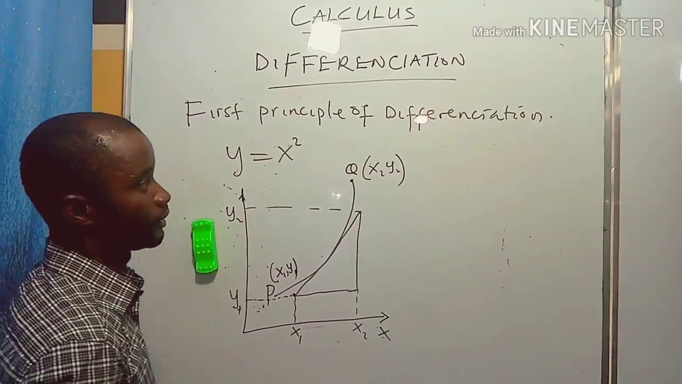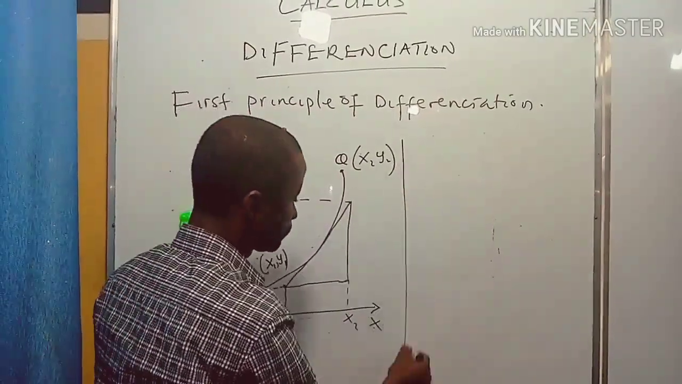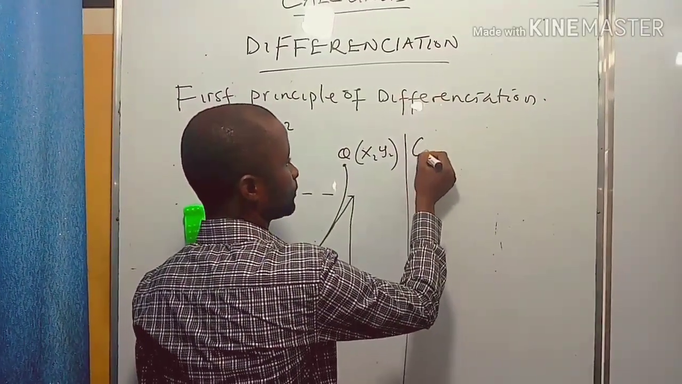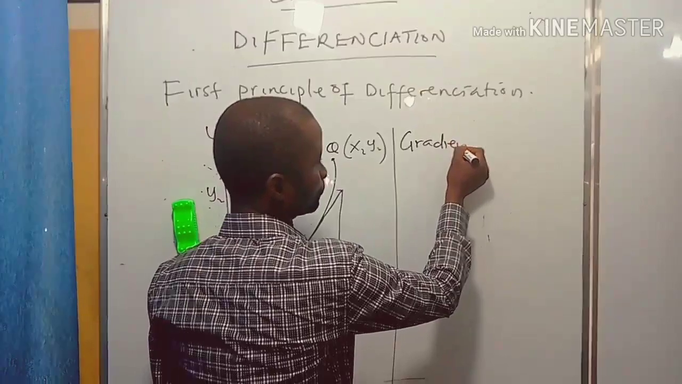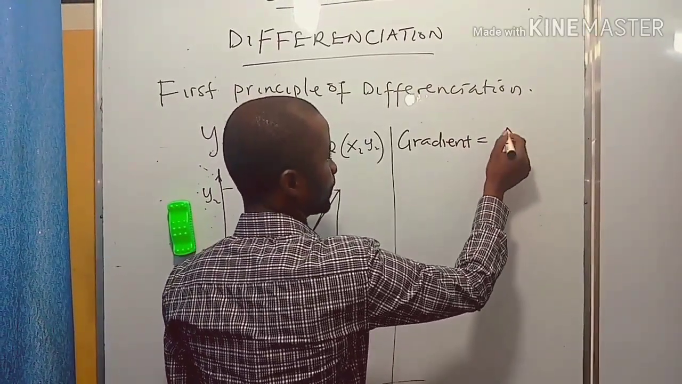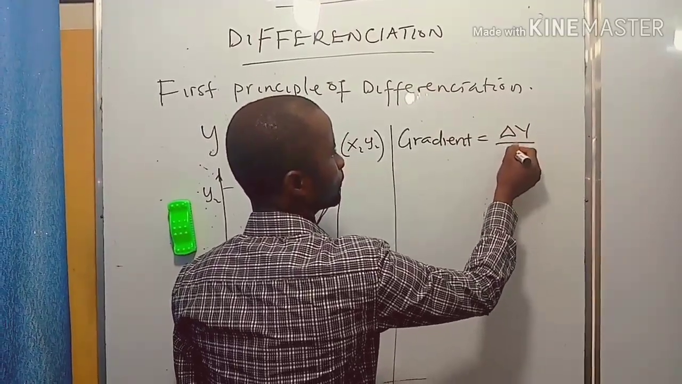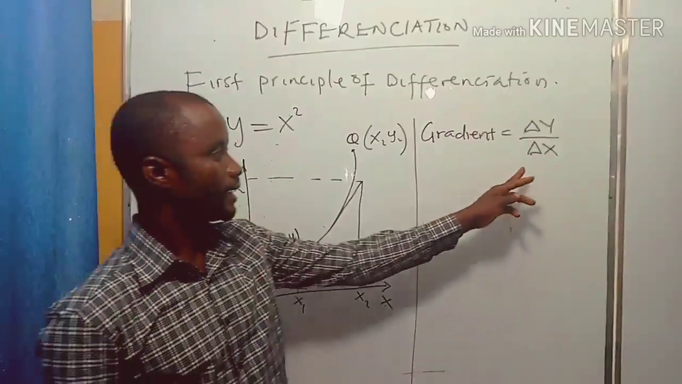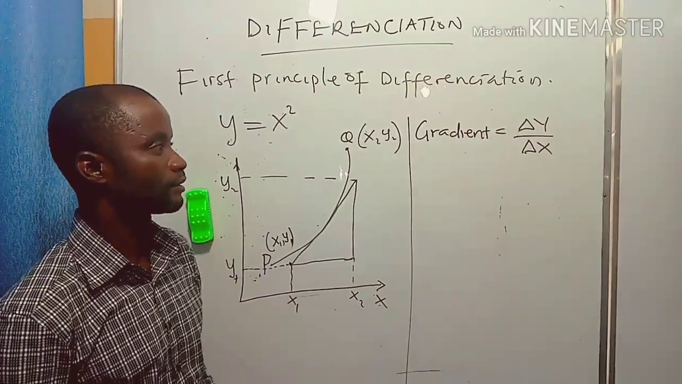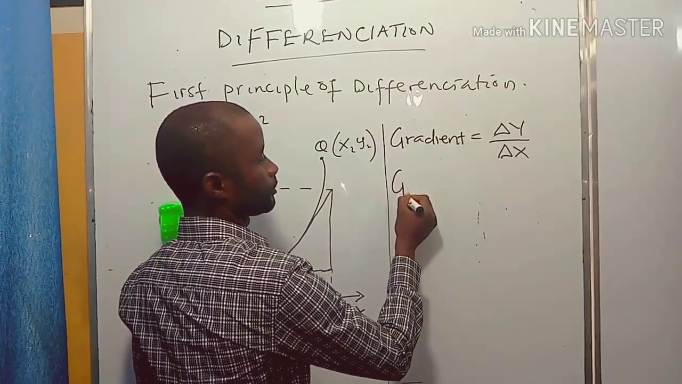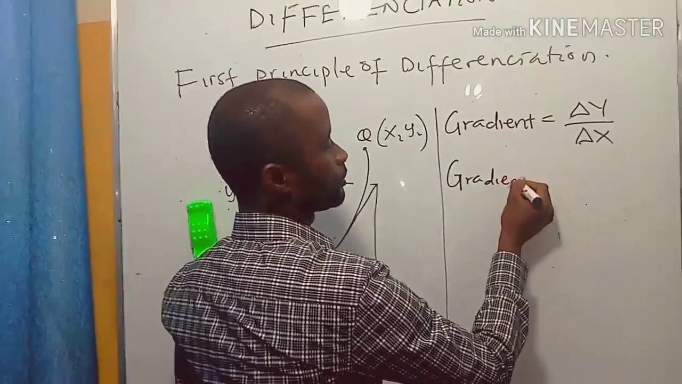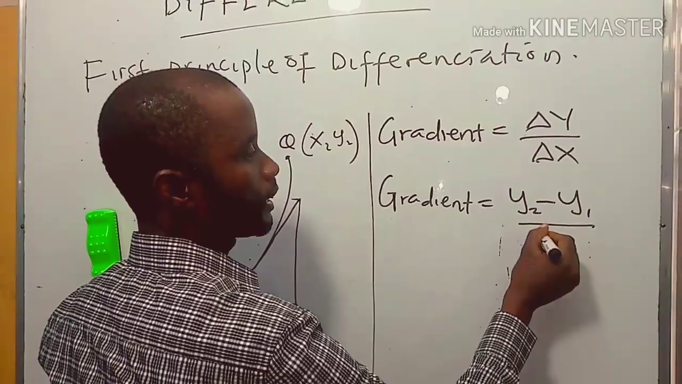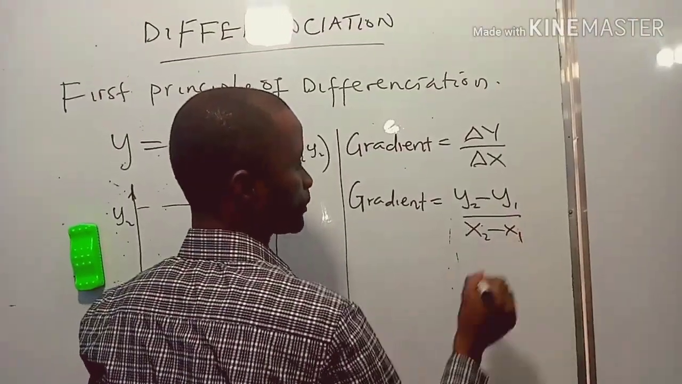Now, recall that in determining the gradient of any curve, there is a unique equation for this. What is that equation? That is gradient equal to delta y over delta x. The delta y means change in y axis, delta x means change in x axis. That is, gradient equal to y2 minus y1 over x2 minus x1.